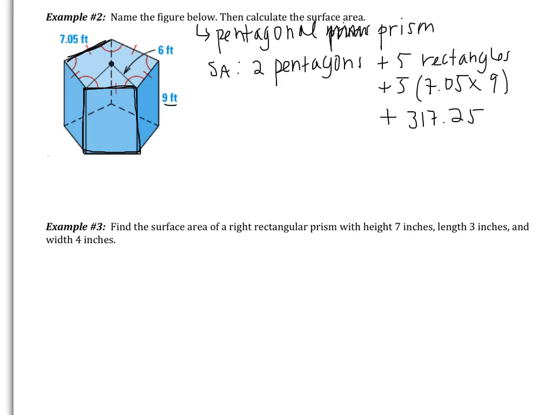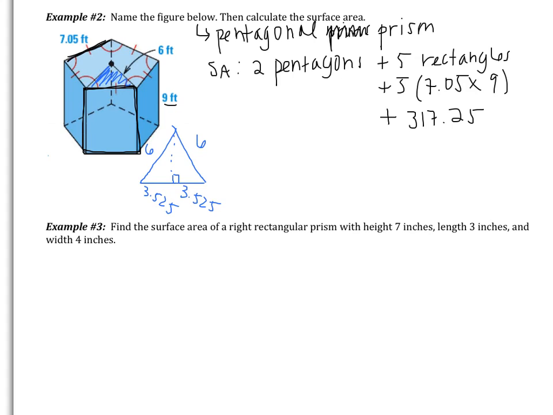Now I need to find the area of the two pentagons. So I'm going to look at this triangle right here. I'm going to redraw it. I have 6 and 6. And then the base is 7.05, but I know that the height is going to bisect the base. So this ends up being 3.525, and then 3.525. Now I'm going to find the area of this pentagon just like I have every other pentagon. I'm going to break it up into triangles. A pentagon has 5 sides, so it's going to be 10 triangles.